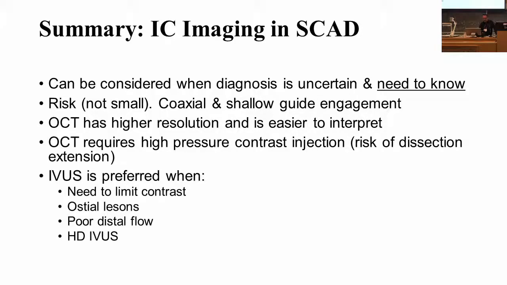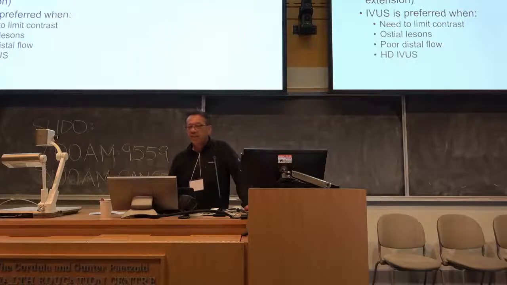OCT has higher resolution, it's probably easier to interpret. It doesn't need as much training. IVUS is a lot more difficult, but IVUS is very good when you have to limit contrast, or with an ostial location, or a full distal fold. But there's a new high definition IVUS, which I have no personal experience with whatsoever because it's not approved yet in Canada, probably coming in a couple of months. But I know that some of my colleagues in the US have experience with it, and they're very enthusiastic about it, and it seems to be a very good imaging modality for SCAD.